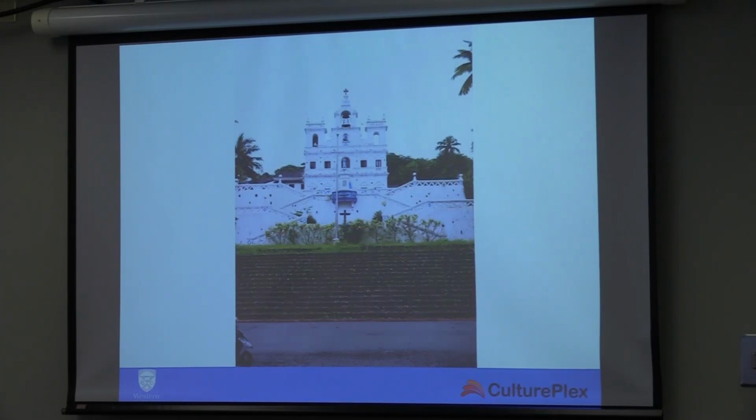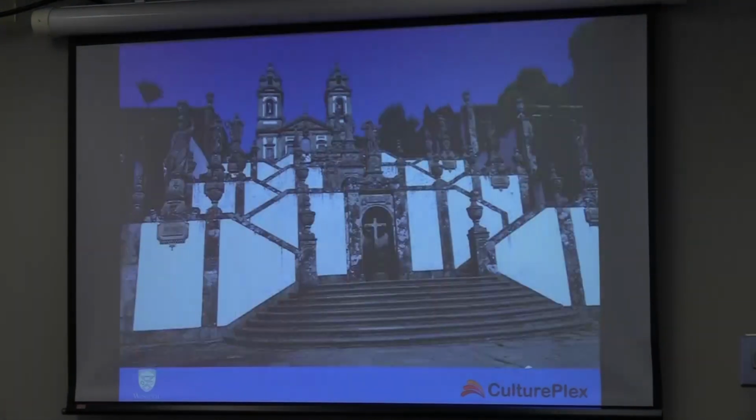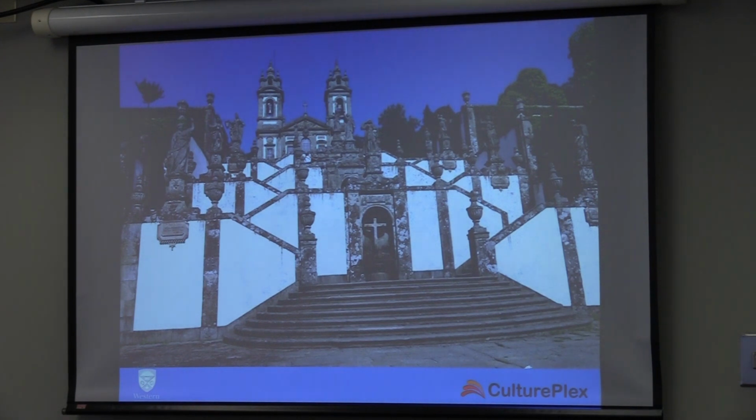Do you see the stairs there? Not the first set, but the second one, where you have the white balusters and the shape that they have. Look at these ones. Portugal. This is the Bom Jesus de Monte in Braga. It's a construction of the 18th century, and you see the same, much more elaborated type of stairs.